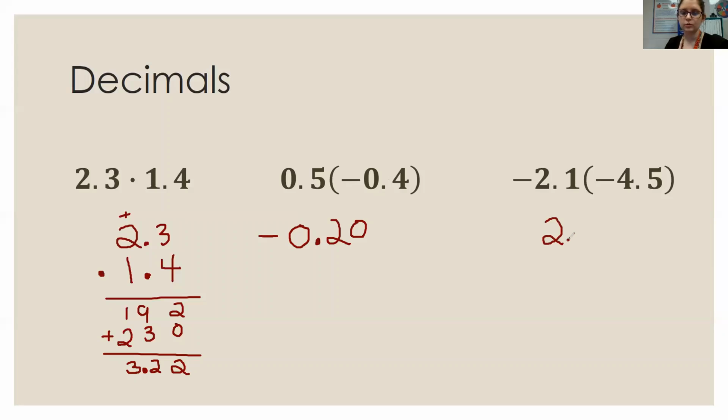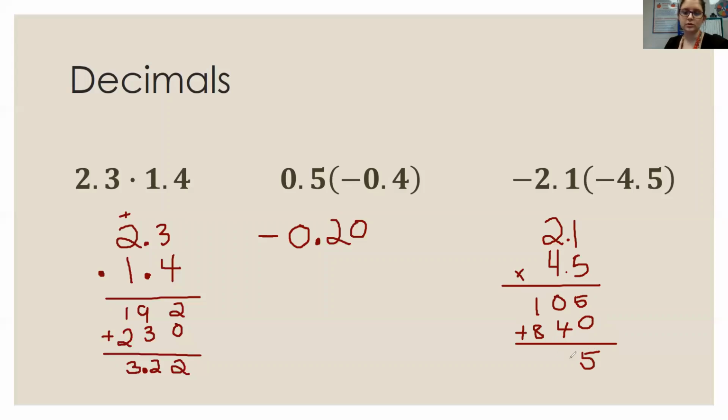So 2.1 times 4.5. So 5 times 1 is 5. 5 times 2 is 10. Placeholder 0 because I'm moving from the 10th place up a place to the ones. 4 times 1 is 4. 4 times 2 is 8. We're going to add. 5 plus 0 is 5.